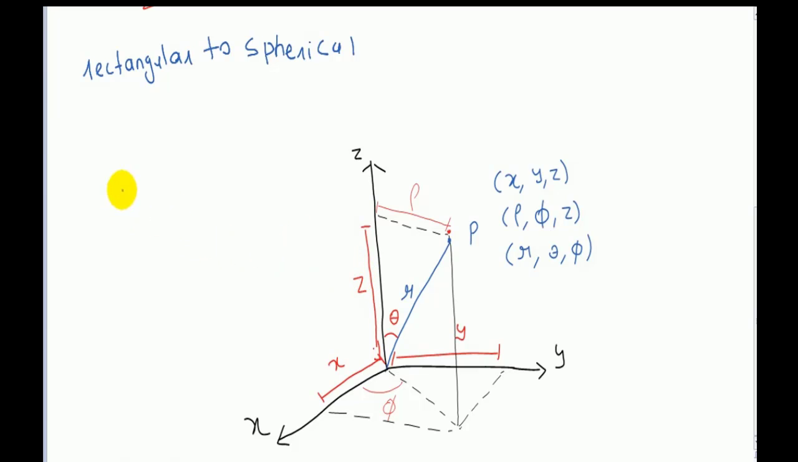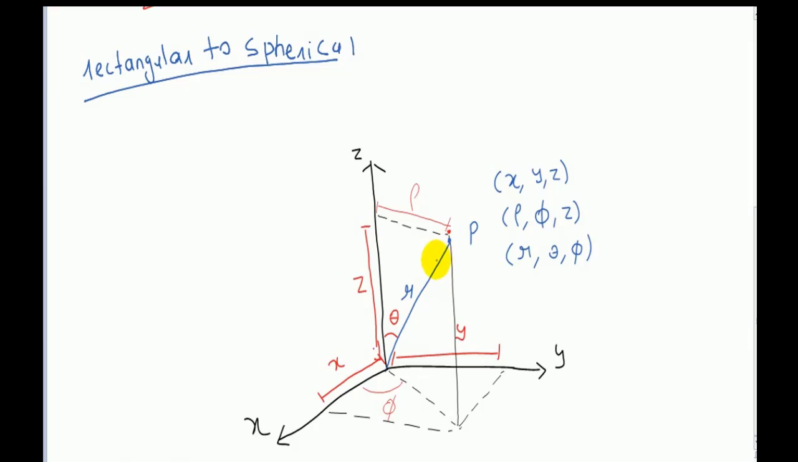So we will find r, theta and phi in terms of x, y and z. You can see that this is r, and I have written the coordinates of P in terms of x, y, z, rho, phi, z and r, theta, phi, like in all the three coordinate systems. So the value of r is from the origin to P.